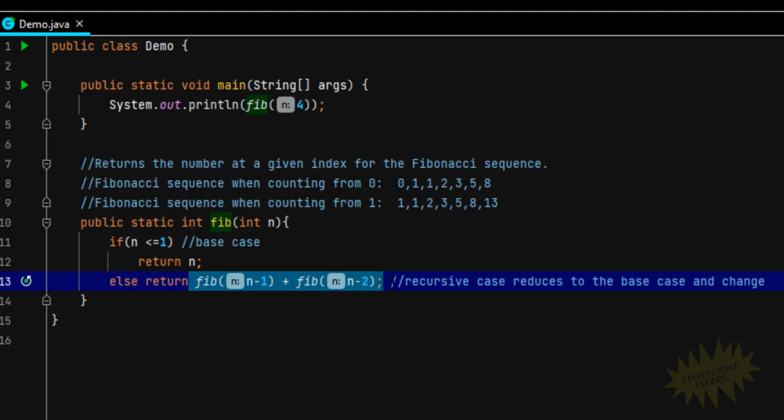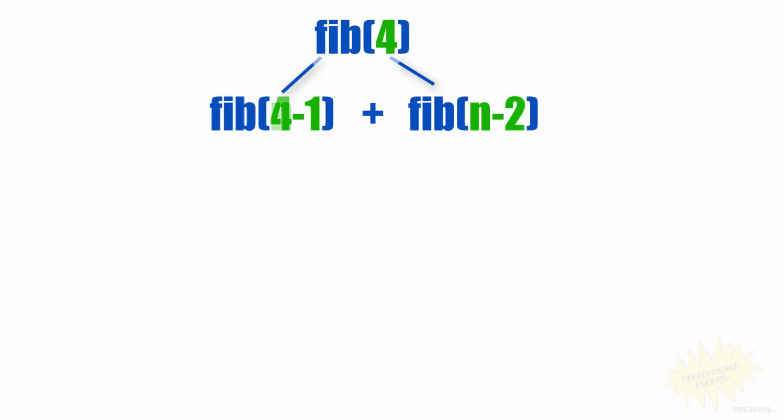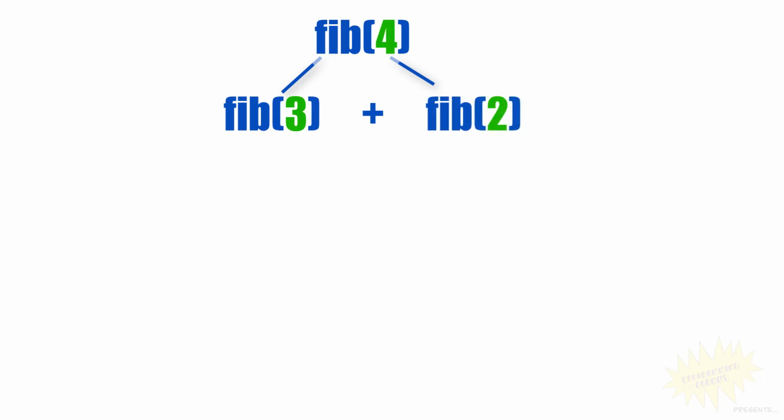And because n at this point is 4, we simply replace n with 4. So now it's going to say fib 4 minus 1, and that'll be fib 3. And then on the right side, you're going to do fib 4 minus 2, and that'll turn into fib 2. So now let's focus on the left side. Let's focus on fib 3.